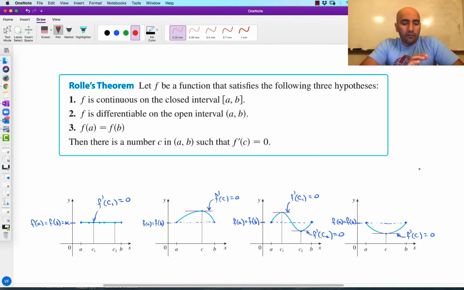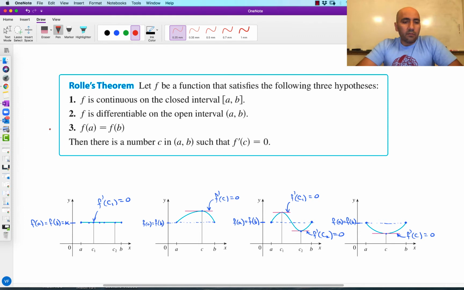Rolle's theorem. If a function f satisfies these three conditions, if f is continuous on a closed interval from a to b, inclusive of the endpoints, if f is differentiable on an open interval from a to b, not including the endpoints, and if f of a equals f of b, then there is at least one number c between a and b such that f prime of c equals 0.